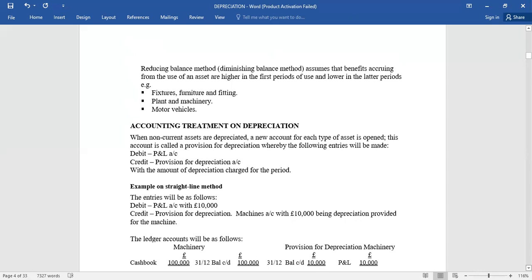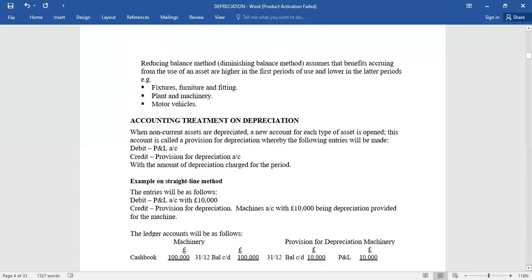Now, how do we treat depreciation in accounting? We are talking of the fixed assets or the non-current assets. They are the ones that are depreciated. So we'll be debiting our profit and loss account and crediting the provision for depreciation account, because we are really providing for depreciation with the amount, of course, that will be depreciable in that period.